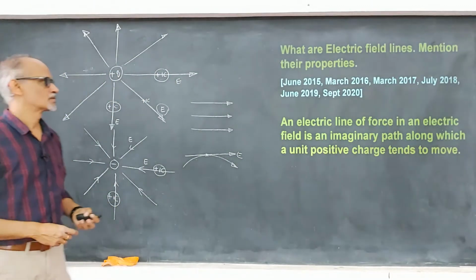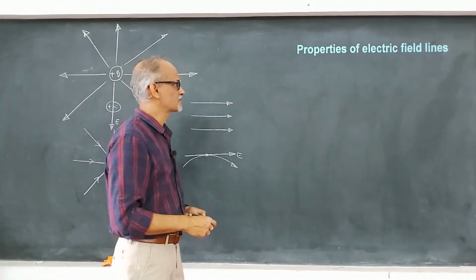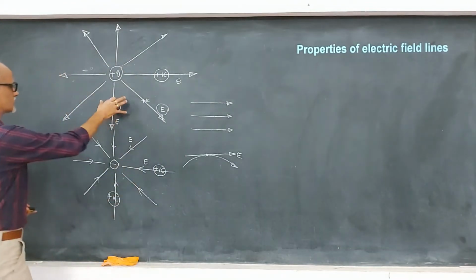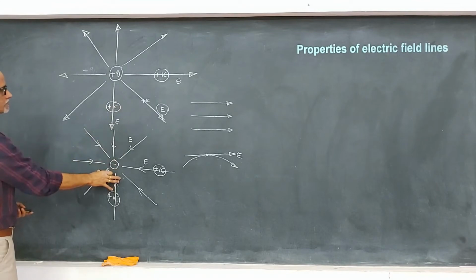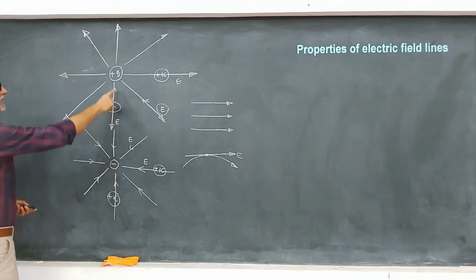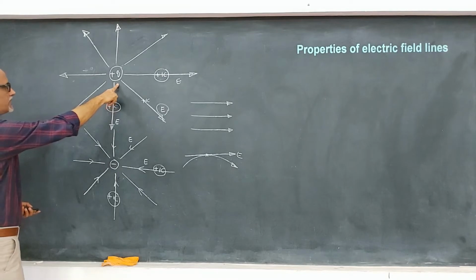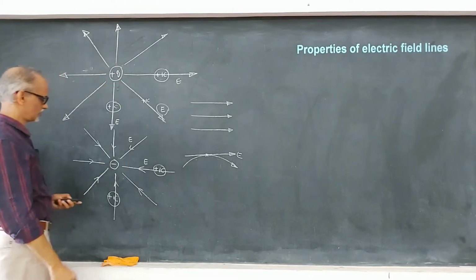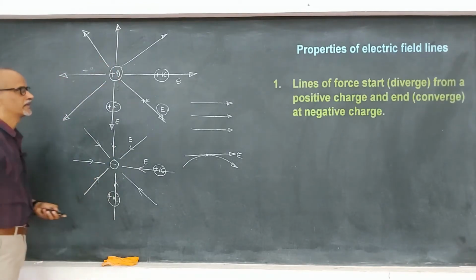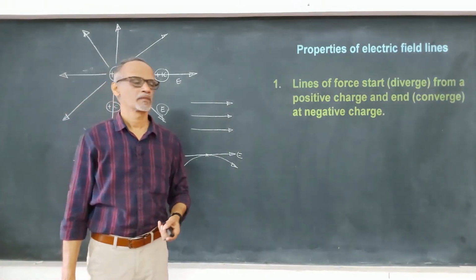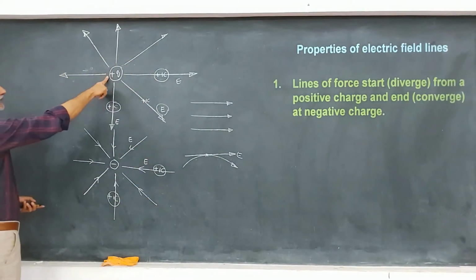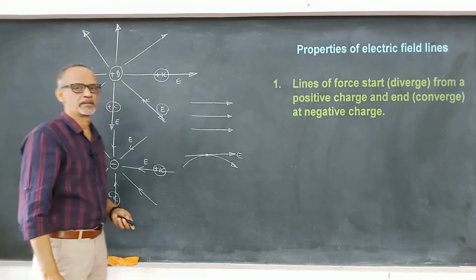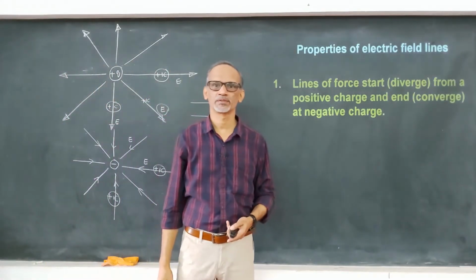So hope you understood. So let's see various properties of the electric field lines. So first property is based on this. That is, electric field lines, they diverge from positive charge. They diverge from the positive charge, and then they converge on negative charge. Or they start from positive charge and they end on negative charge or end at negative charge.